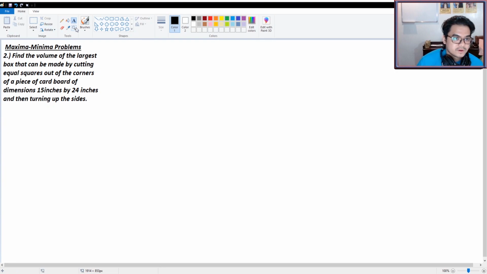Here we have another problem, almost the same, but now the dimension of the cardboard is no longer a square. Find the volume of the largest box that can be made by cutting equal squares out of the corners of a piece of cardboard of dimensions 15 inches by 24 inches and then turning up the sides. The figure will still be the same, but now it's going to be a rectangle, and again we still have some squares that will be cut out.